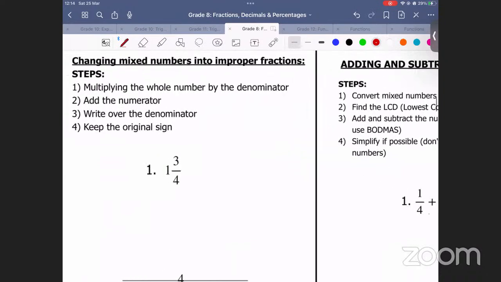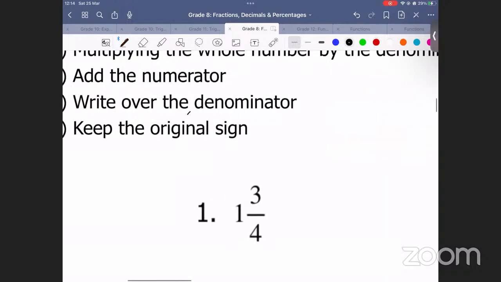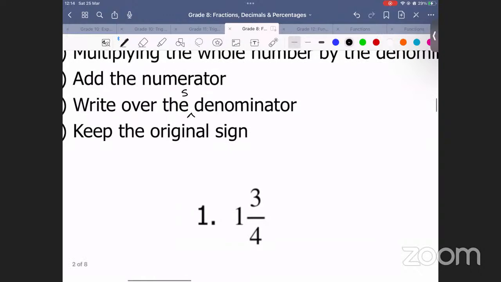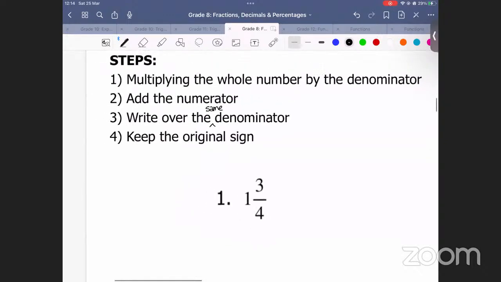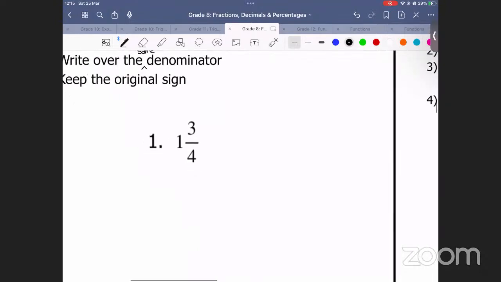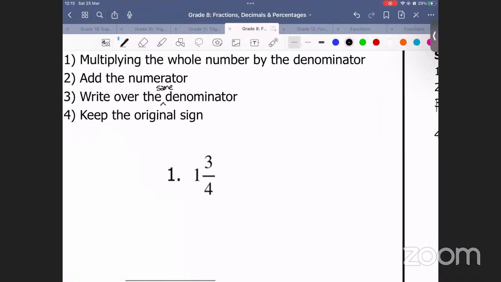Let's move on and do changing mixed numbers into improper fractions. So going from a mixed number to an improper fraction. Step number 1 says multiply the whole number by the denominator, then add the numerator, right over the denominator. You need to keep the denominator the same and keep the original sign. So if it's positive, it's positive. If it's negative, it's negative. First step, multiply the whole number by the denominator. So you're going to say 1 times 4, then add the numerator, 3.